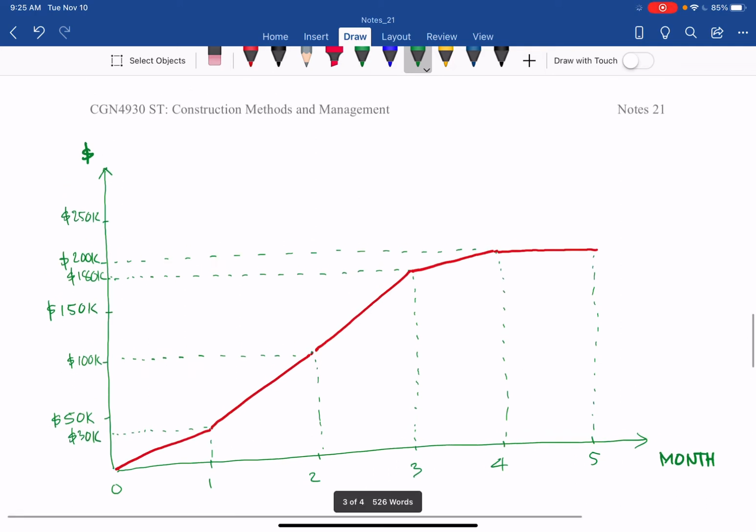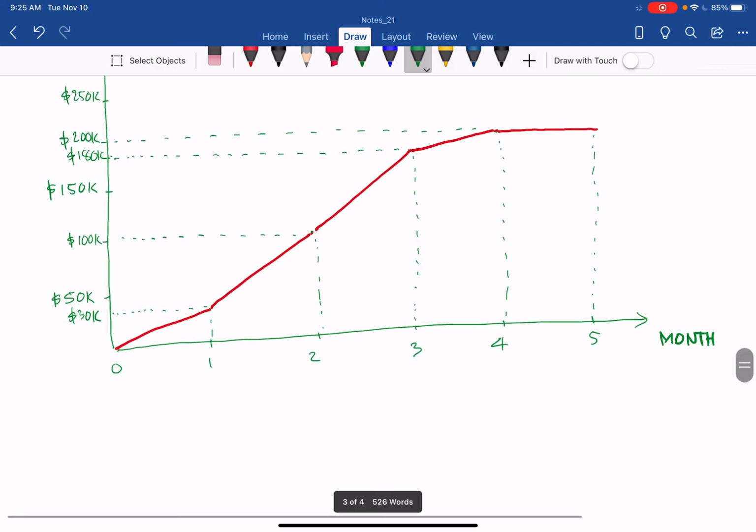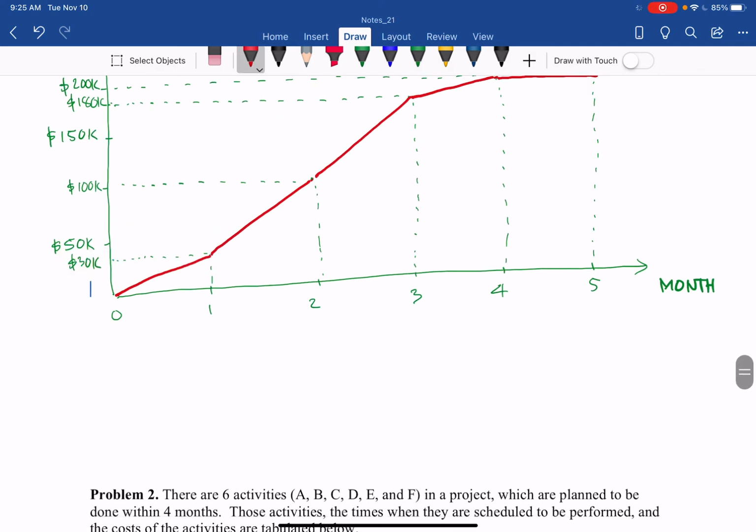And now let's do the first item, the red one. The red one is the contractor expense.